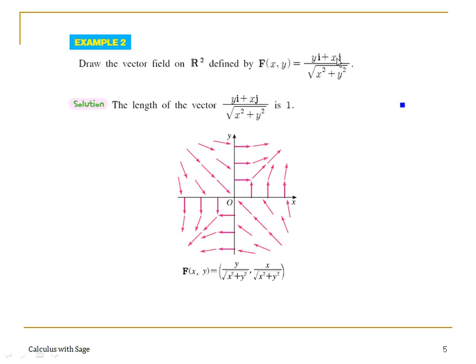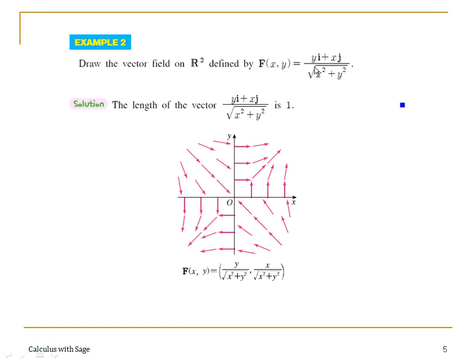And y and x, not x and y. With this, the length of this vector is always 1 because it's normalized. The length is always 1. So as you see, the length of the vectors at every point is 1, and only the directions change. And x and y are opposite.